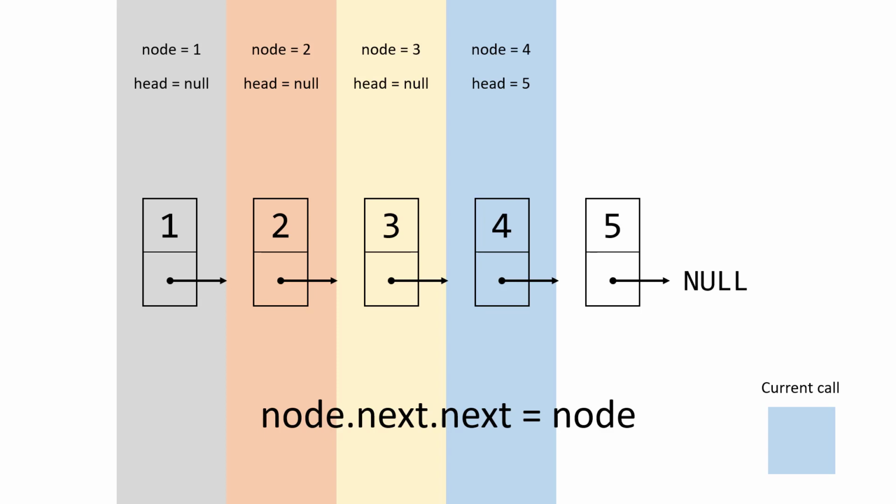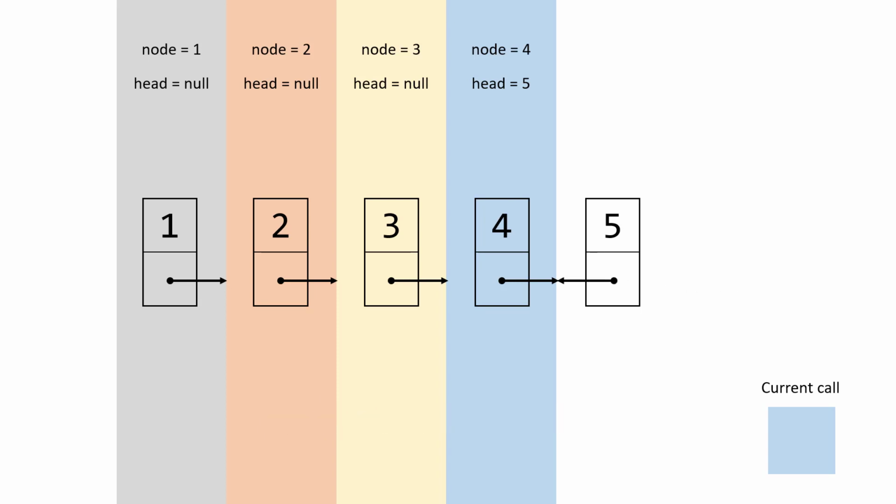Let's think about it. If our current call is blue, so we're at 4. 4.next is 5. And then I'm saying 5's .next is going to be equal to node, which is 4. So it's saying point 5 to 4, its previous element. So that does this. So this is our current representation in memory right now. 5 is pointing to 4 and 4 is pointing to 5.